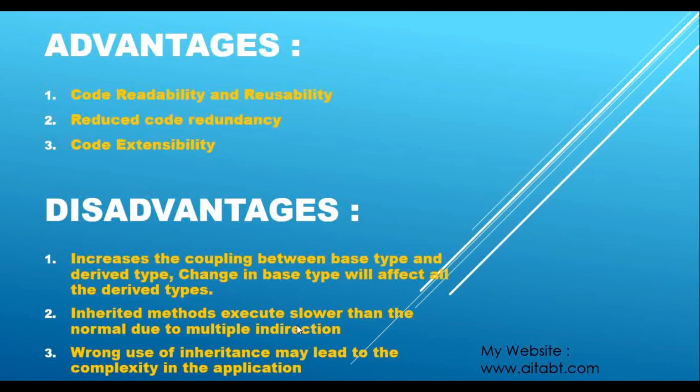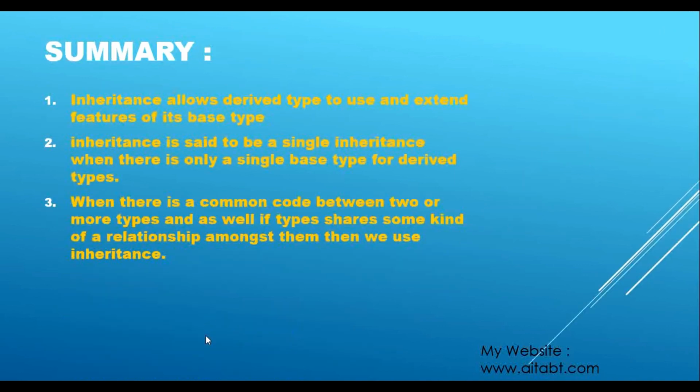Okay, so now let's quickly see the summary. What it says: inheritance allows the derived type to use and extend features of its base type, that we have seen. Inheritance is said to be single inheritance when there is only a single base type for derived types, that we have seen. When we tried to inherit from multiple base classes, it threw an error. And I told you why, because multiple inheritance is not possible with classes in C#. We have to use interfaces for that, and we will be learning that in later videos. Before that we have to learn in great detail what interfaces are.